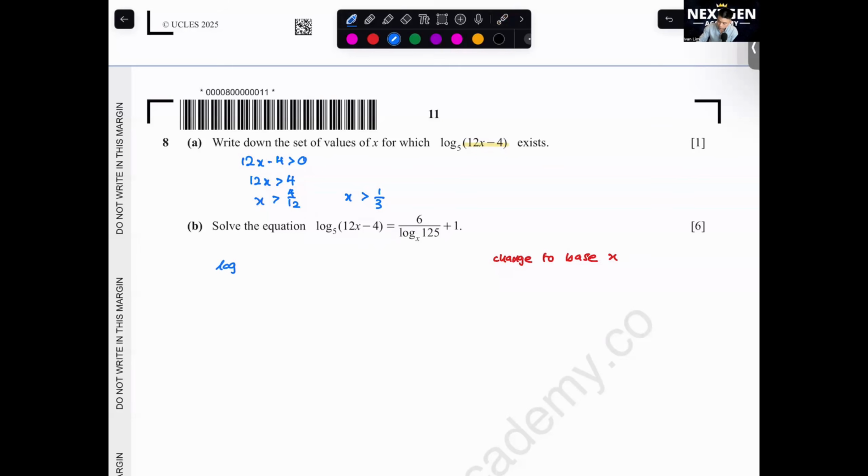This will be log base x of (12x minus 4) over log base x of 5 equals 6 over... okay, we look over here, when log base x of 5, there's something similar already. 125 is what? 5 cubed. Okay, we write it into 5 cubed first. Then why here got this plus 1? We have to figure out what we can do to make everything similar.